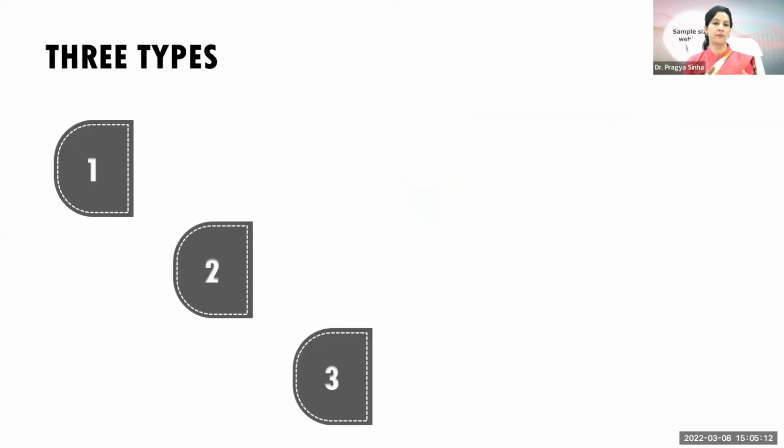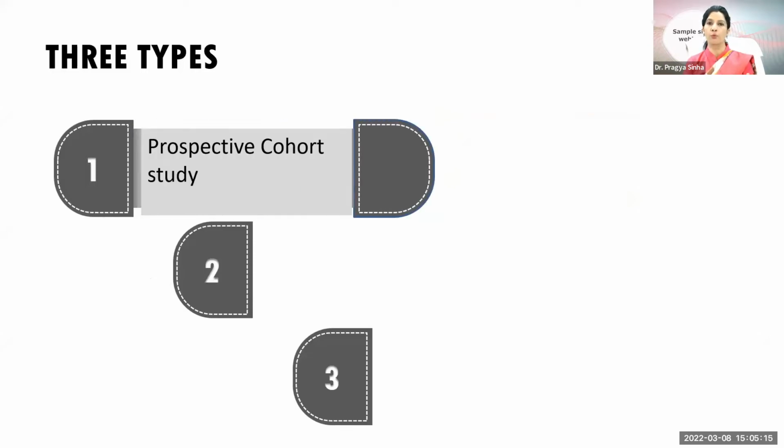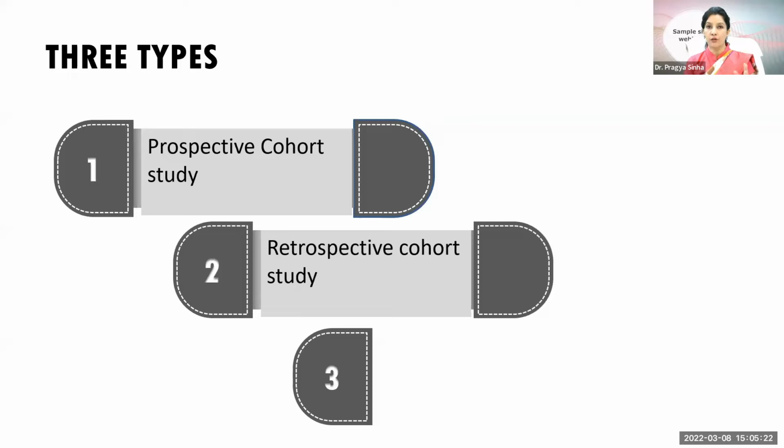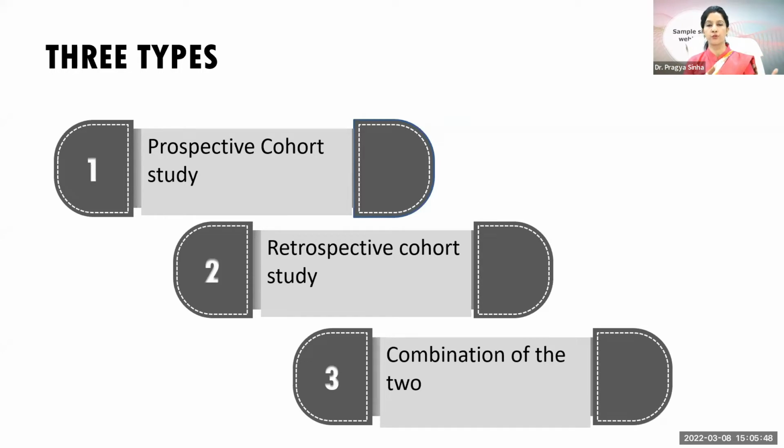The cohort can be of many types. The most common type of cohort we study is the prospective cohort study. Another type is the retrospective cohort study. Don't confuse the retrospective cohort with the case control study, because the word retrospective is attached to case control also. Many times our MBBS students get confused about how to differentiate between a retrospective cohort and a case control study. We'll see what the difference is. Then there can be a combination of both, which we call the ambispective study, where there is a combination of both retrospective cohort and prospective cohort. So let's begin with the first type of cohort, the prospective cohort study.